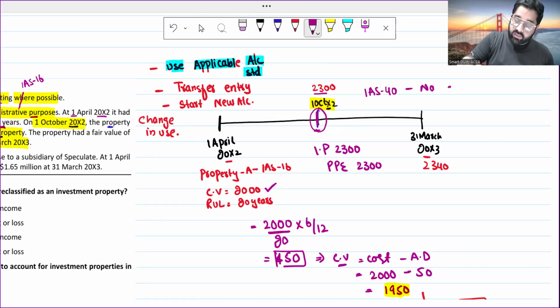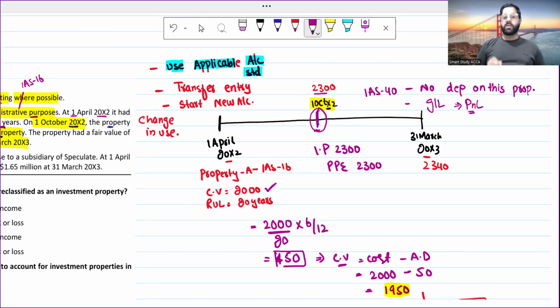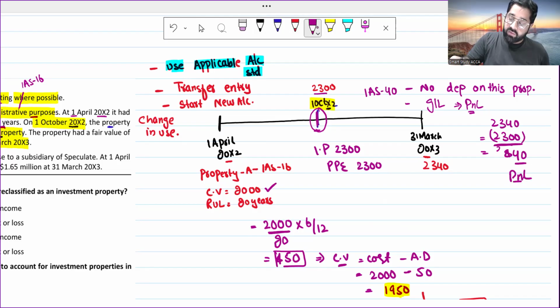Now the rules of IAS 40 will start. No depreciation on this property, because we will be using fair value accounting, right? We will be using the fair value accounting, and any gain or loss will be classified in P&L, profit or loss, right? Now at the year end, the fair value of this property is 2340, and there is a gain on this property. So 2300 is the old value. The fair value at the year end is 2340, and there is a gain of $40, right? And this gain will be shown in the profit or loss, and no depreciation will be charged on this property once it is transferred to IAS 40 investment property.